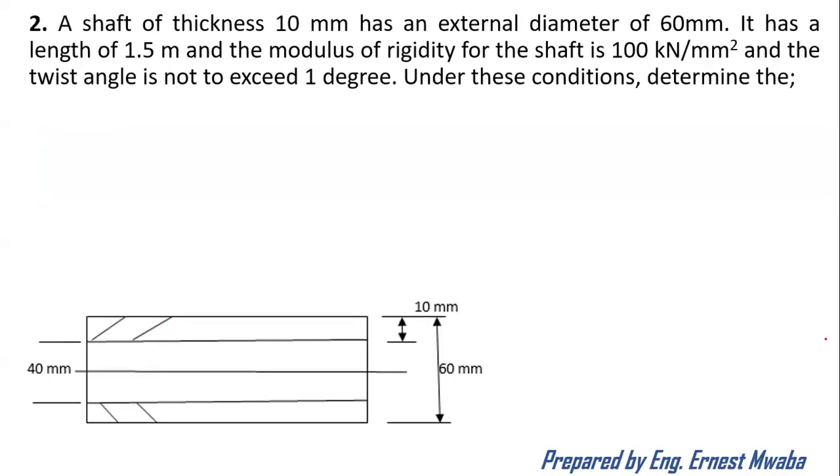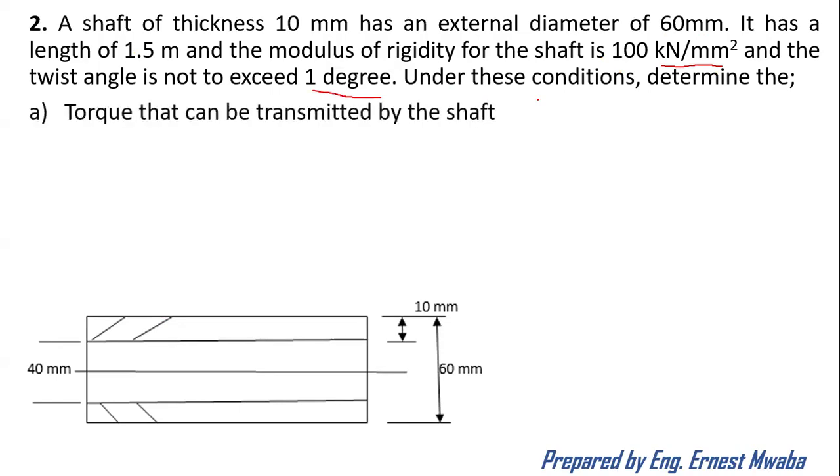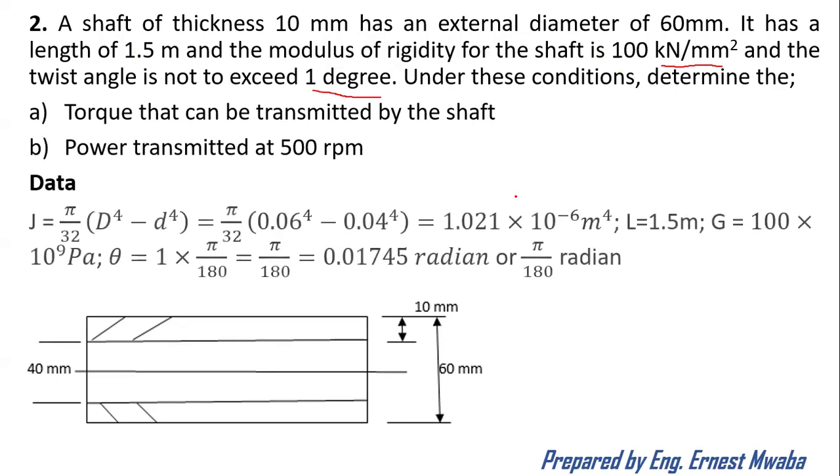Now, look at the second example. In the second example, you have shaft thickness 10 millimeters, external diameter 60 millimeters, length 1.5 meters, modulus of rigidity 100 kilonewtons per square meter, and the twist angle not to exceed 1 degree. Then we need to determine the torque, power, just those two. But then my main issue is here, G.